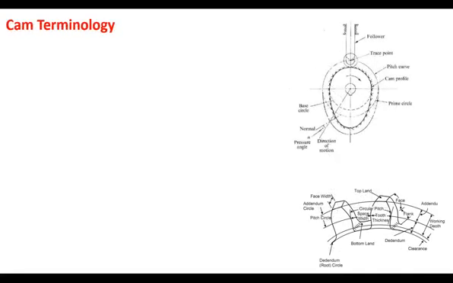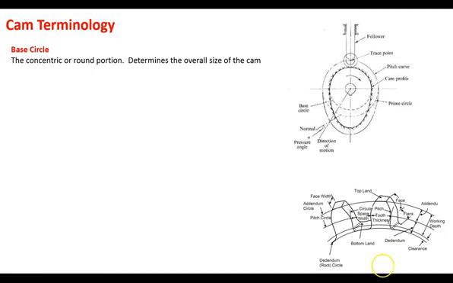Now, just going into some real basic terminology, you've got a cam, and I like this picture at the bottom, which is kind of showing the similarities, some of the terms with gearing. You've got number one, the base circle. So again, the base circle is just the round portion and the theoretical circle that the cam is rotating about. So that's what determines the overall size of the cam.